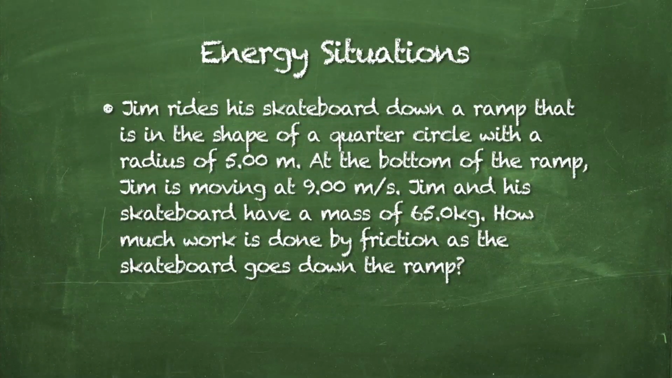Jim rides his skateboard down a ramp that is in the shape of a quarter circle with a radius of 5 meters. At the bottom of the ramp, Jim is moving at 9 meters per second. Jim and his skateboard have a mass of 65 kilograms. How much work is done by friction as the skateboard goes down the ramp? Please address this question as you did the last one.